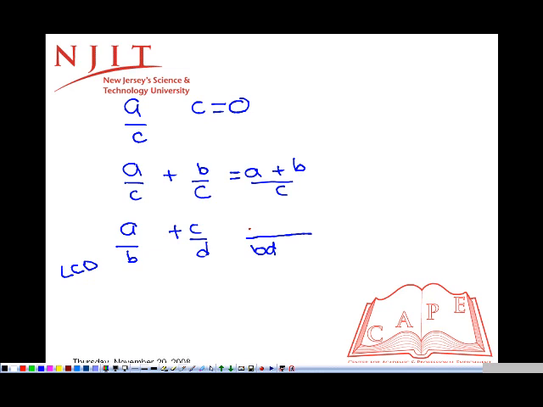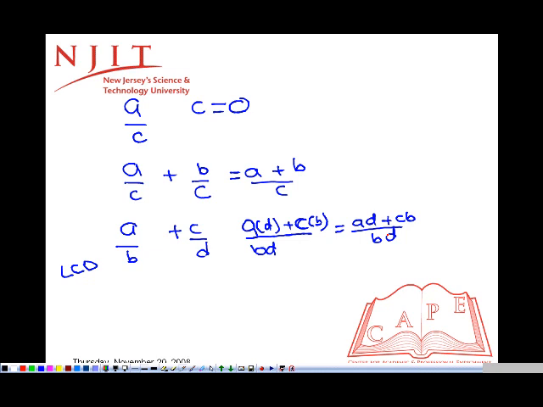Now we have on the top a, but what's the variable that's missing from the bottom? Here we have b, but it's missing the d. So we multiply a times d. Now plus c. Here under the c we have d. So what is it missing? The b. So we multiply c by b. Now we get a times d plus c times b over b d.